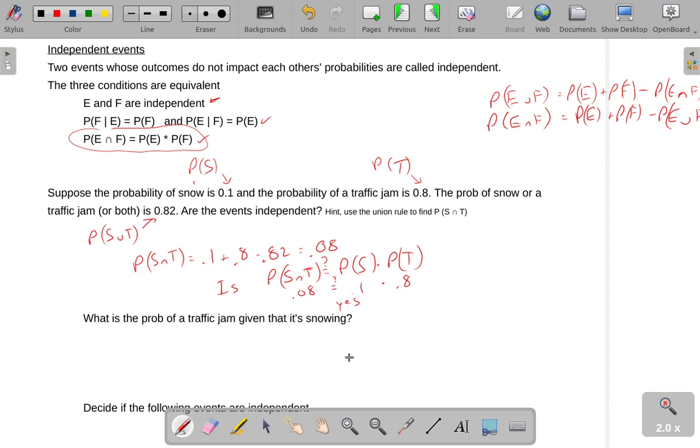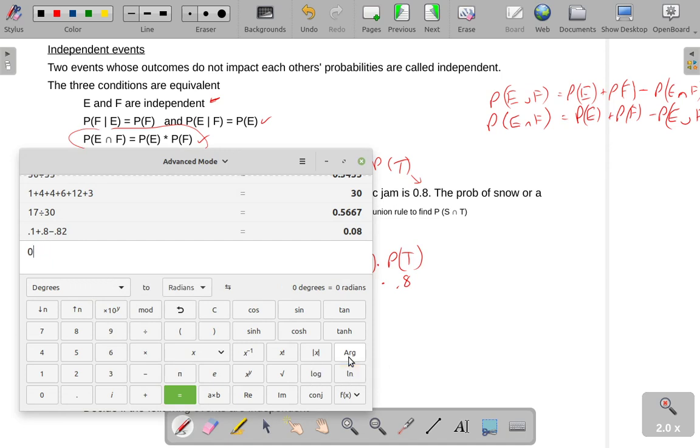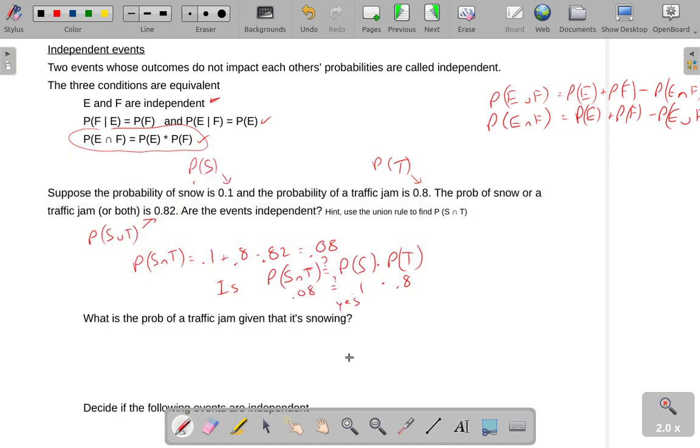Yes. 0.08 is equal to 0.1 times 0.8. We end up getting 0.08 for both of those. So yes, they are independent.